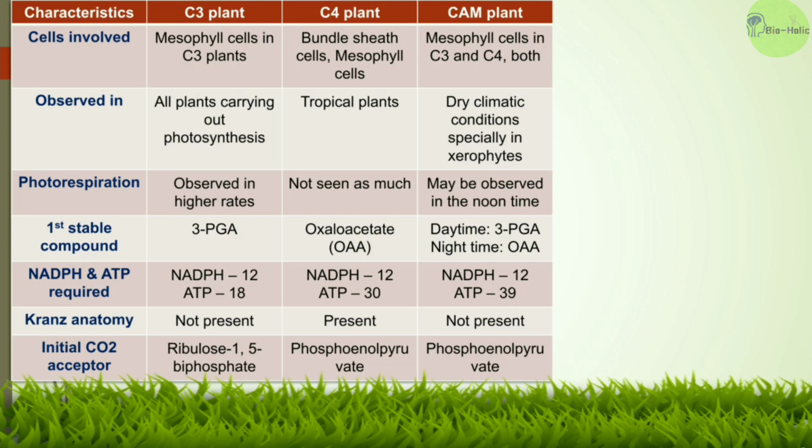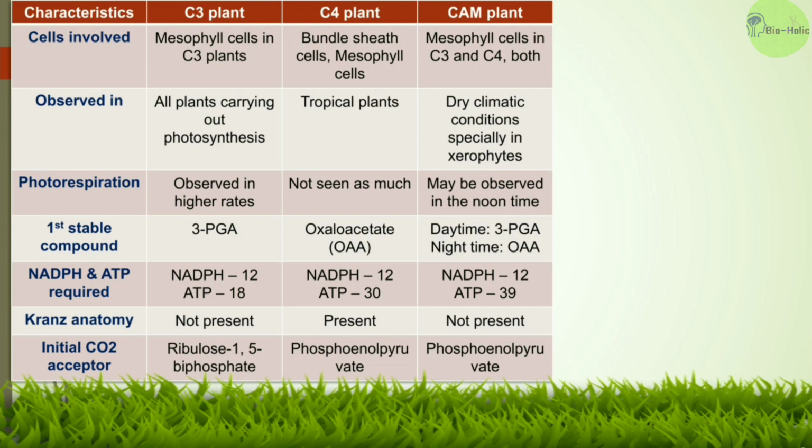In the C3 pathway, the first stable compound is the 3-phosphoglyceric acid. In C4 pathway, the first stable compound is the oxaloacetate, and in CAM plants, the first stable compound during daytime is the 3-phosphoglyceric acid, and during nighttime the oxaloacetic acid. Now the numbers of NADPH and ATP required. In C3 pathway, 12 NADPH and 18 ATP are used. In C4 pathway, 12 NADPH and 30 ATPs are used. And in CAM plants, 12 NADPH and 39 ATPs are used.